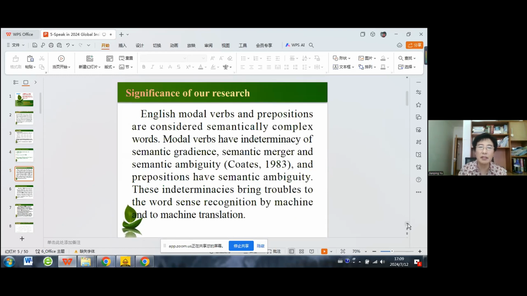The significance of our research. English modal verbs and prepositions are considered semantically complex words. Modal verbs have indeterminacy of semantic gradients, semantic merger, and semantic ambiguity. And the prepositions have semantic ambiguity. These indeterminacies bring troubles to the word sense recognition by machine and to machine translation.